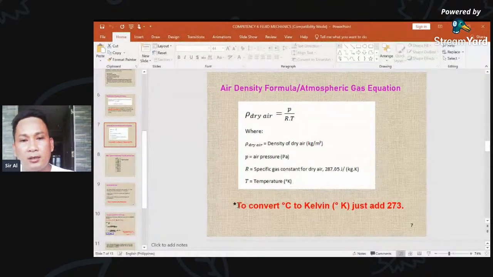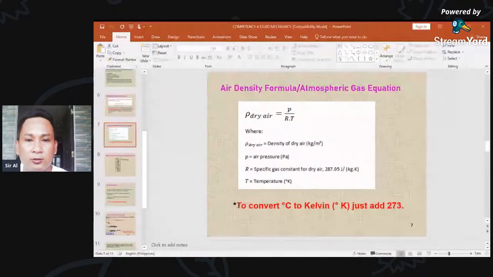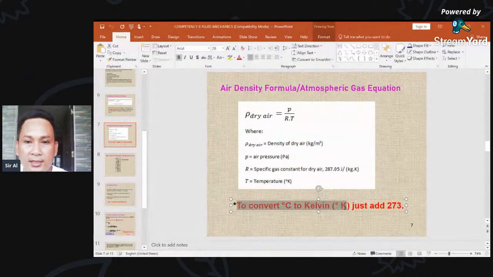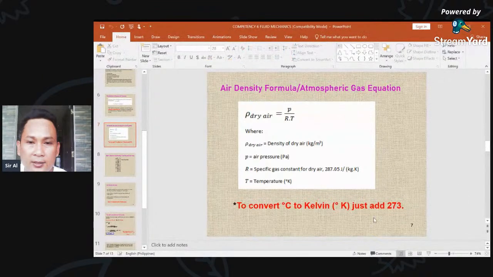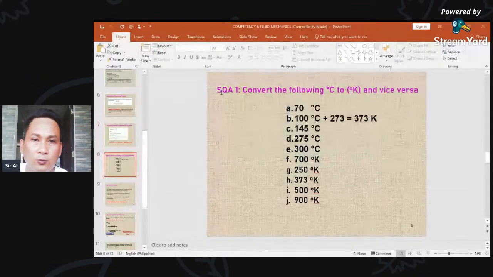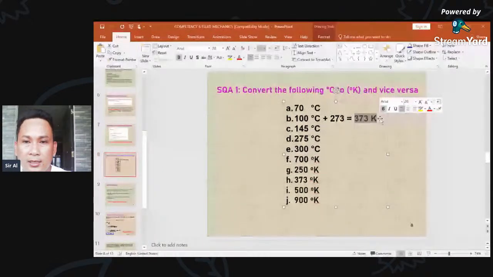Most of the time in a word problem, what is given is degrees Celsius. To convert that to Kelvin, simply add 273 to the value in degrees Celsius. For example, here in SAQ1, we are going to convert degrees Celsius to Kelvin and vice versa. The given is 100 degrees Celsius. To convert that to Kelvin, just add 273 and you will get 373 Kelvin. So that's how to convert degrees Celsius to Kelvin.